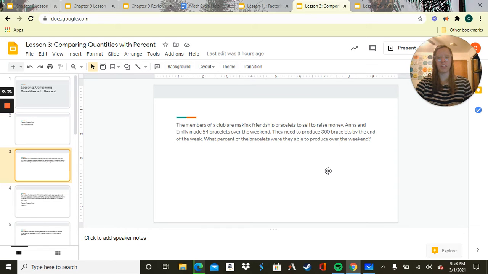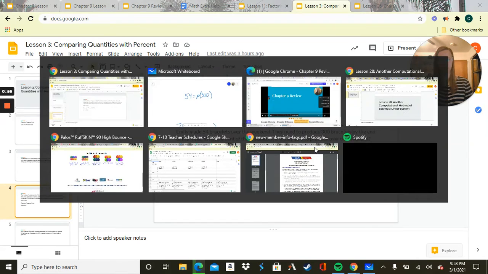So we have the members of a club making friendship bracelets to sell to raise money. Anna and Emily made 54 bracelets over the weekend. They need to produce 300 bracelets by the end of the week. What percent of the bracelets were they able to produce over the weekend? So 300 is our 100%, so that's our whole. So we write it in that form as 54 equals P times 300.